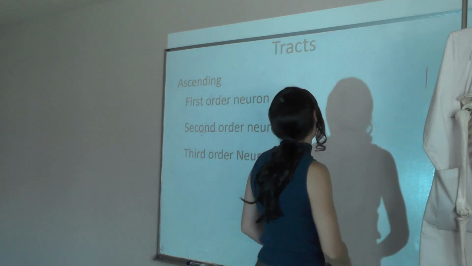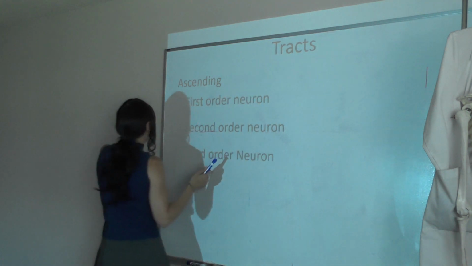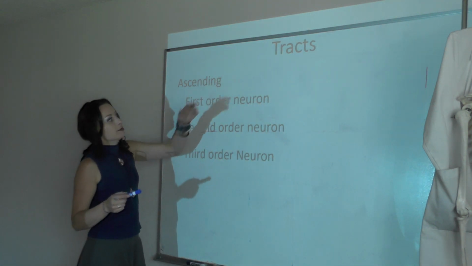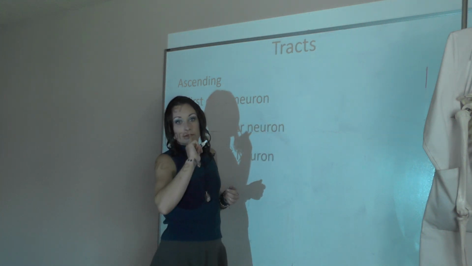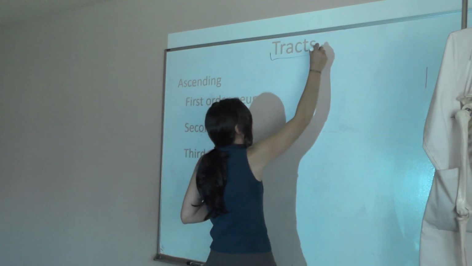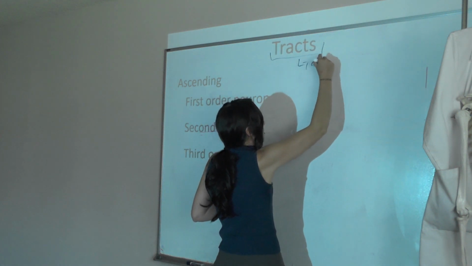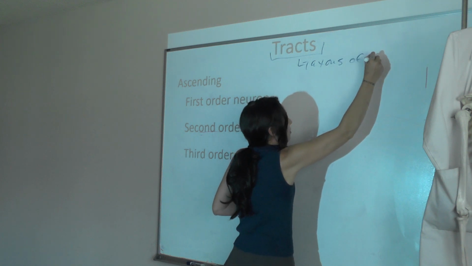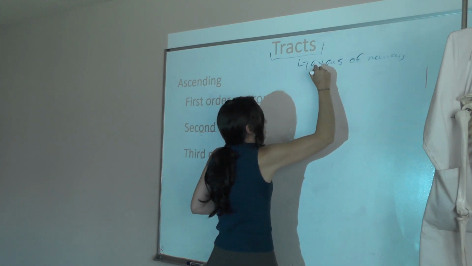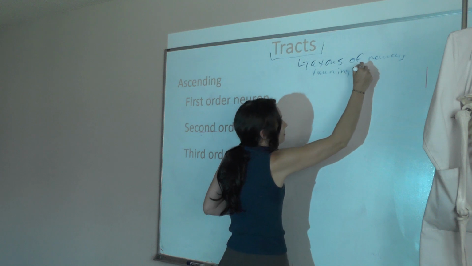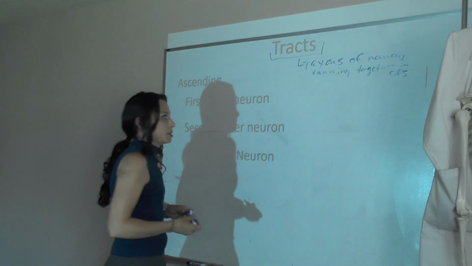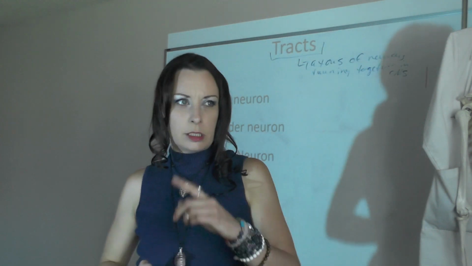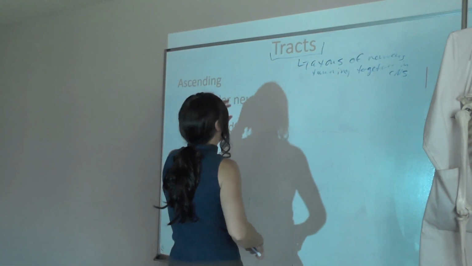So let's talk about tracts. Tracts of neurons are axons of neurons running together where? The central nervous system, right? So tracts. These are axons of neurons running together in the CNS. Does anybody remember what axons of neurons run in the PNS? Nerves, you got it. All right, so tracts.